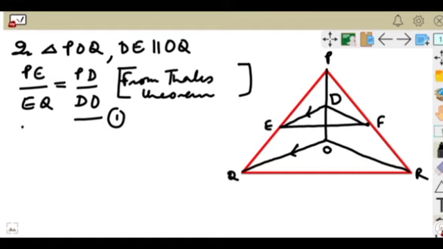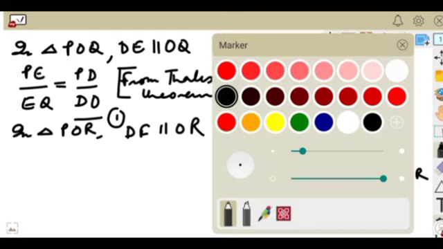Next we'll consider triangle POR. In this triangle POR, I can write DF is parallel to OR. I'll show you now.